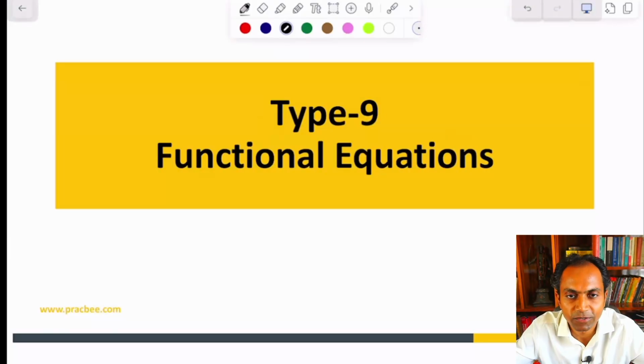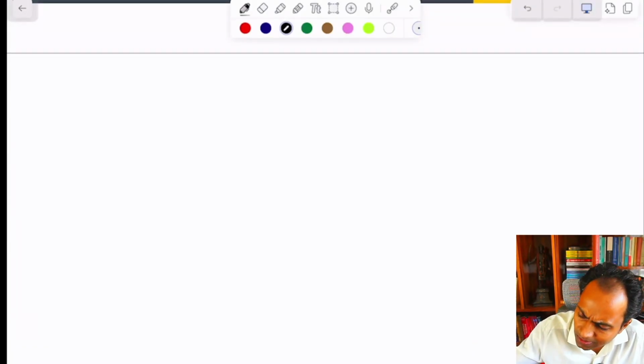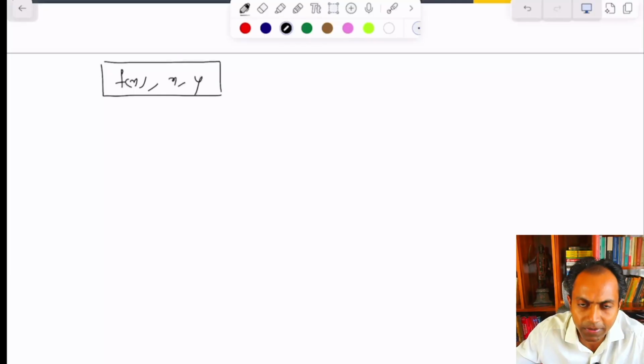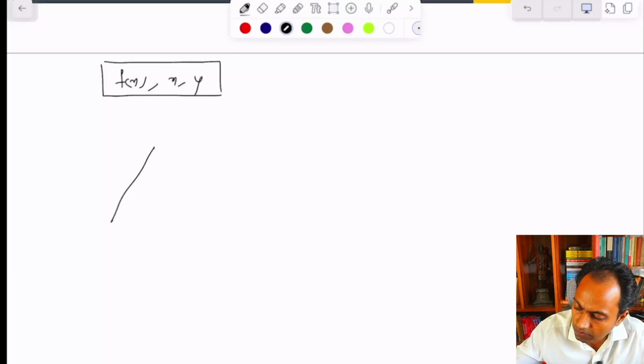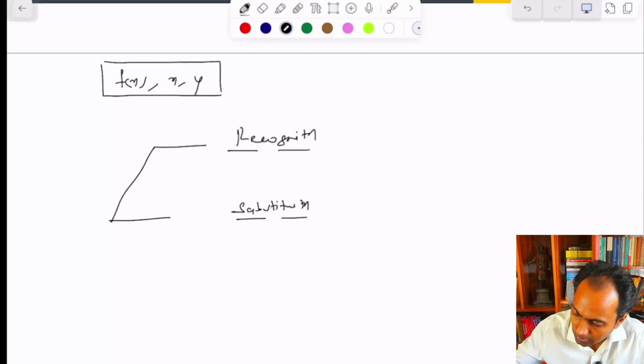Next kind of questions are based on functional equations. Now if you look into functional equation, a functional equation is any equation that is written in f of x, x, y. The dependent variable, independent variable fundamentally. Now the solutions of these equations can be done using 3 important methods. One is recognition. Another method is by substitution. And the last one is using first derivative.